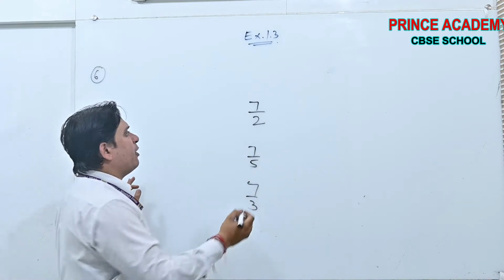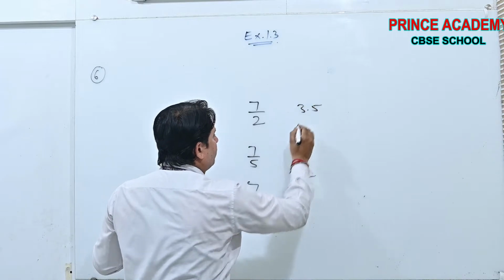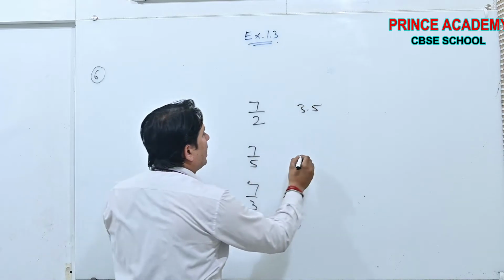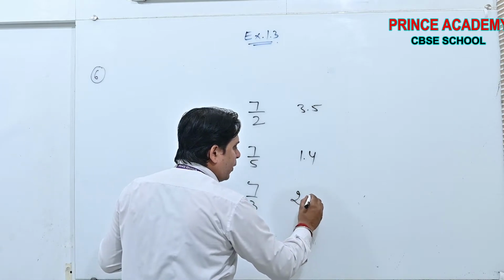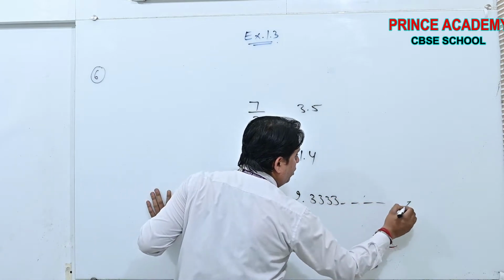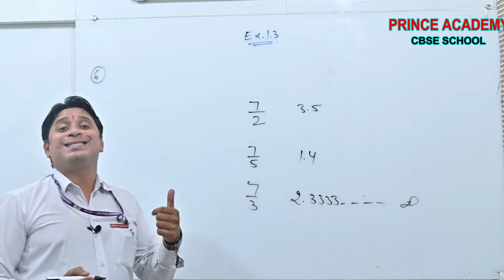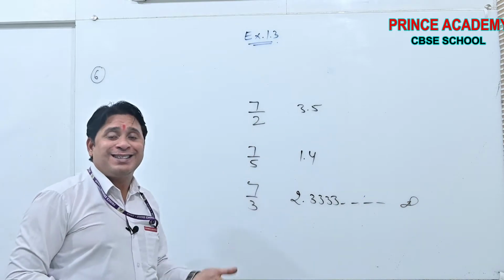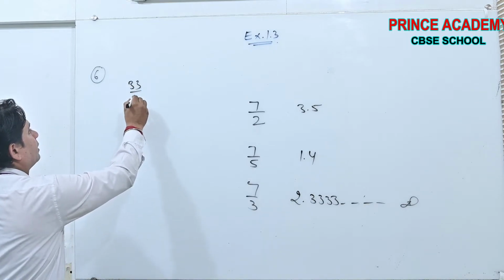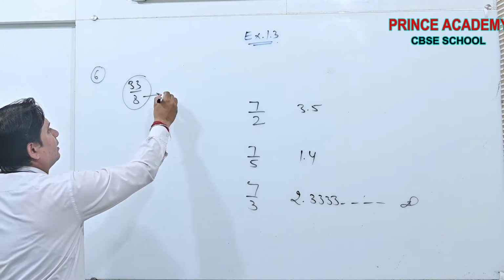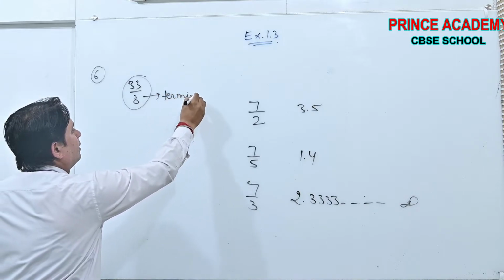See beta, if you divide here, you will get 3.5. If you divide here, you will get 1.4. But if you divide here, you will get 2.3333 and up to infinite. What does it mean? In my first lecture, I have already told you beta, where I solved 33 by 8. It was terminating. Yes or no?